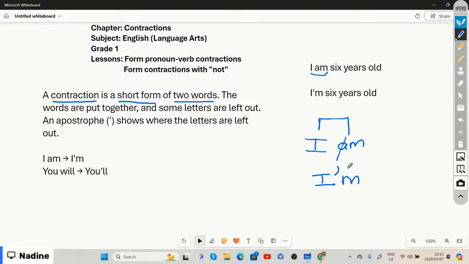The words are put together and some letters are left out. As you can see here, we put the words together and we left out A for am, right? An apostrophe, here we have the apostrophe. An apostrophe shows where the letters are. So yes, I'm is correct.